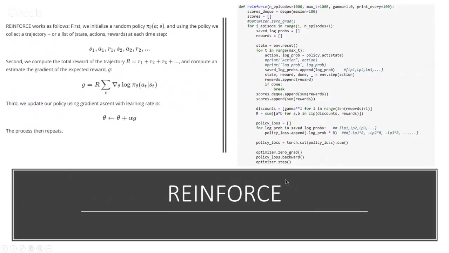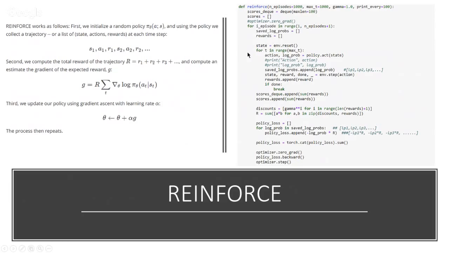This is a snapshot of the code from our reinforce coding exercise, and I'll quickly go through the process of the reinforce algorithm. First we have a random policy, which means the initial parameters of the network. Then we collect a trajectory. We initialize our parameters, we collect one trajectory, then we compute the total reward for the trajectory.